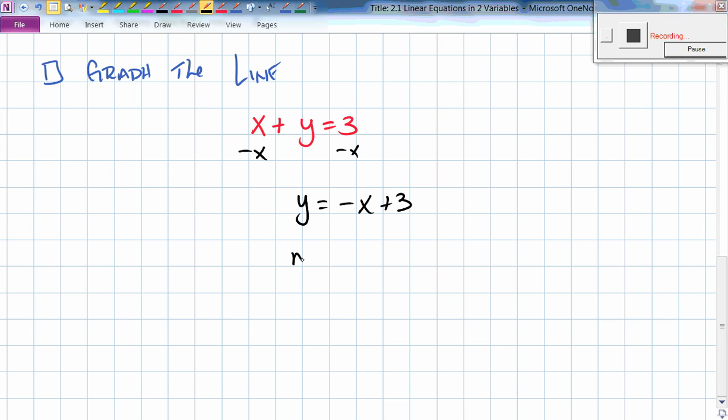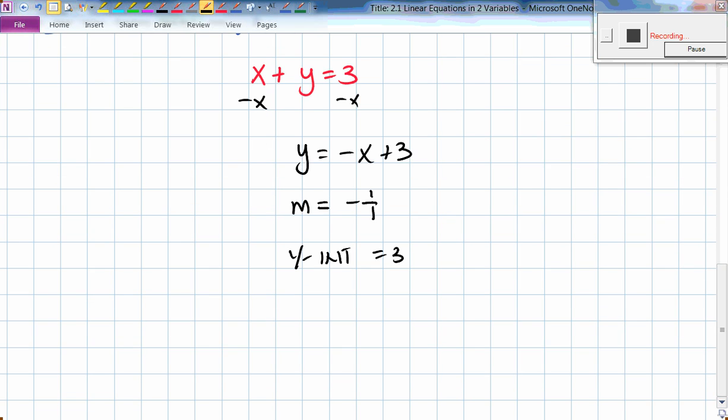Good. Someone tell me, what is the slope of this line? Yeah, negative 1 over 1. And what is the y-intercept of this line? Yeah, it's equal to 3. So if I'm going to graph this line on the coordinate plane, how do I go about graphing this line? What are the steps that I should take?